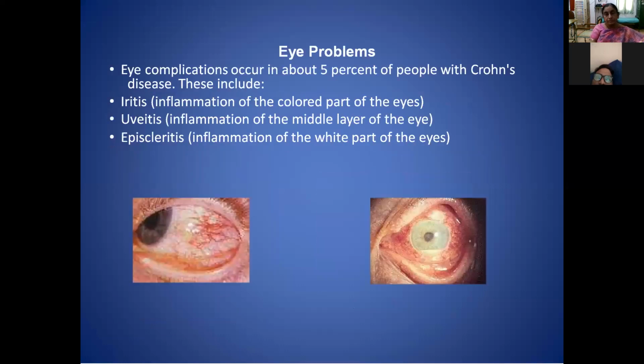Next most important is one of the very important organs that is affected, the eye. So eye complications tend to occur in 5% of the patients with Crohn's disease. These include, one is iritis, inflammation of the colored part of the eye, that is the iris. And next one is uveitis, inflammation of the middle layer of the eye. Third one is episcleritis, inflammation of the white part, that is the sclera of the eye. So these three are the important eye complications: iritis, uveitis, and episcleritis.